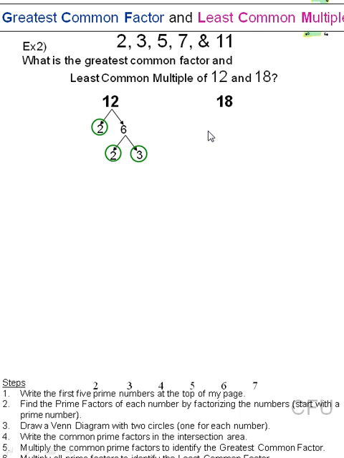Are we there? Okay, let's do 18. 18 can be divided by which one of these? 2 or 3. I'll start with 2. That's 2 times 9. And that's a prime number. And this is 3 times 3. And we're done. And those are, again, prime factors. Are we there? So, get your Venn diagram. See if you can fill out the Venn diagram by yourself by looking at it. Which ones are the same here, and which ones go in the intersection region.